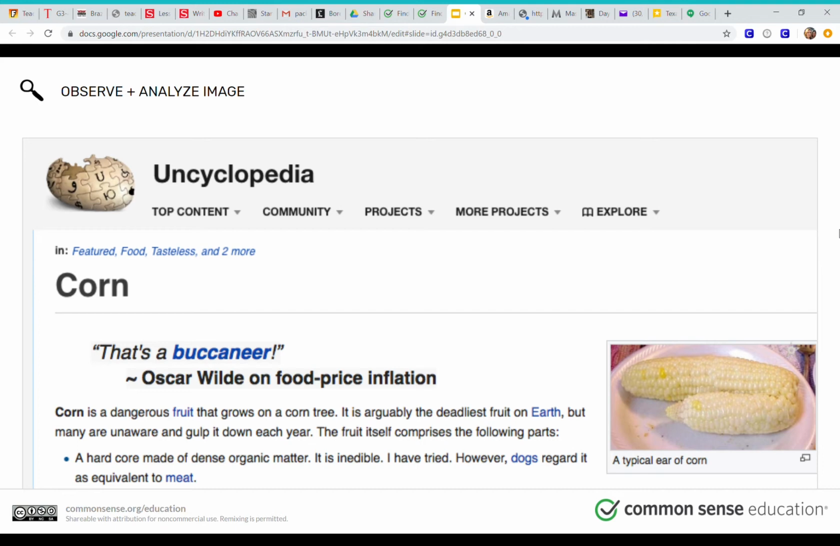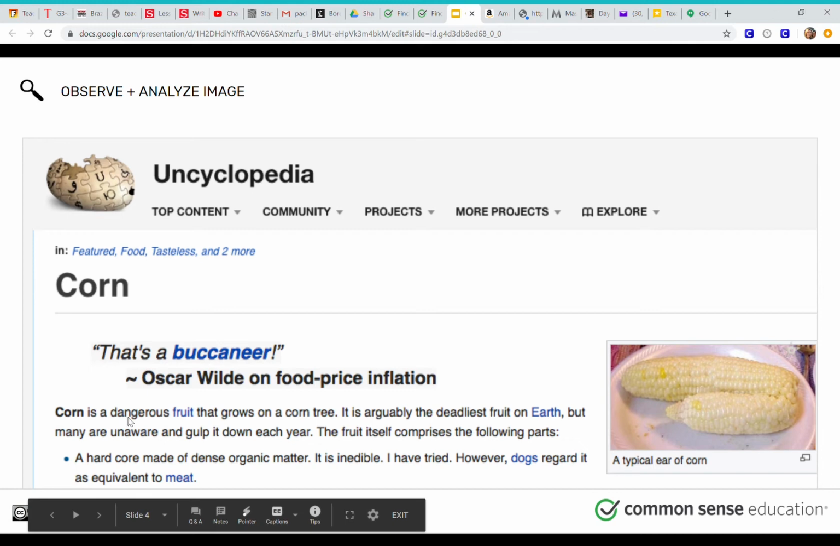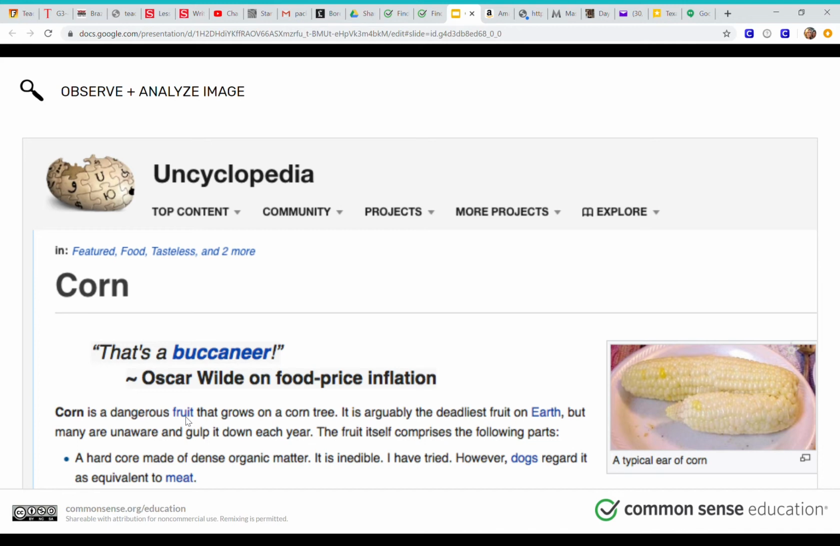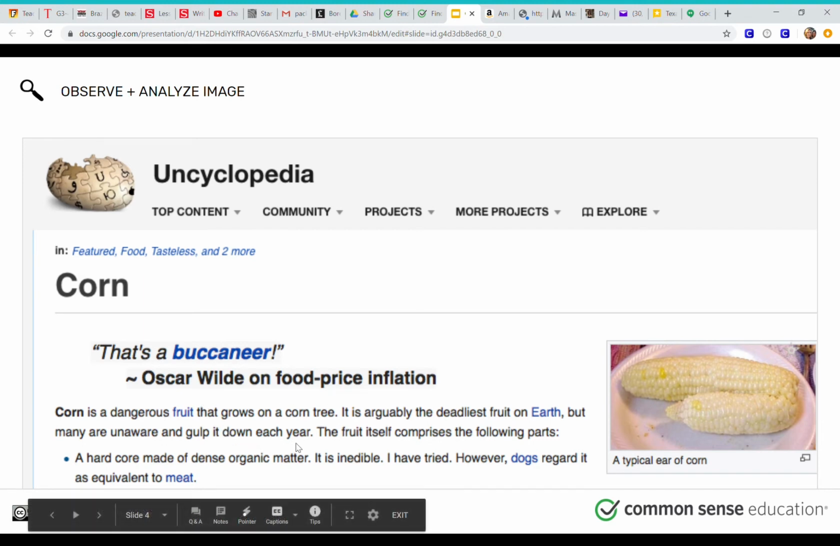Okay. Now, immediately when I read that, there were some things that stuck out to me as red flags. First of all, corn is a dangerous fruit. Now we know corn isn't a fruit. Corn is a vegetable. So the first red flag is they got something wrong. All right, that grows on a corn tree. No, it doesn't. Corn grows on a plant. It grows on stalks. We've all seen cornfields. We know what they look like. All right, it is arguably the deadliest fruit, once again, not a fruit, on earth, but many are unaware and gulp it down each year.